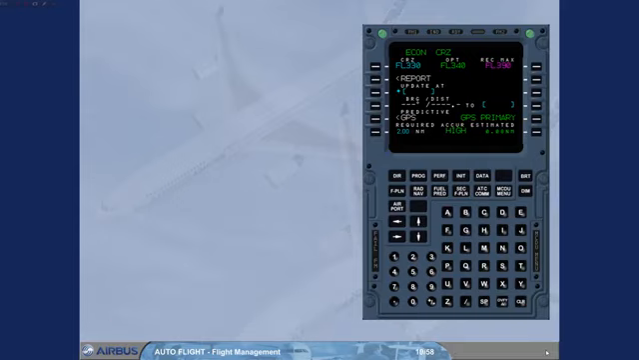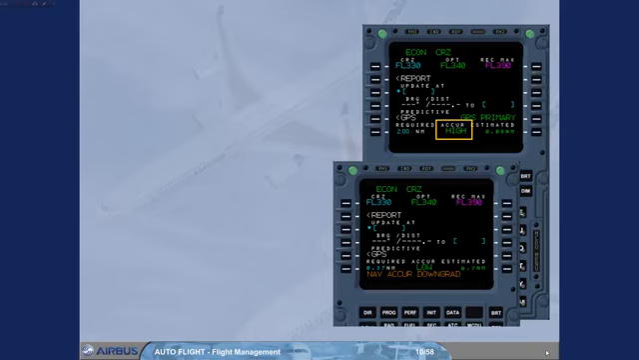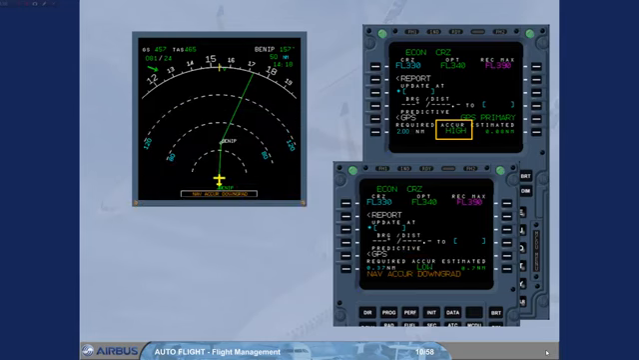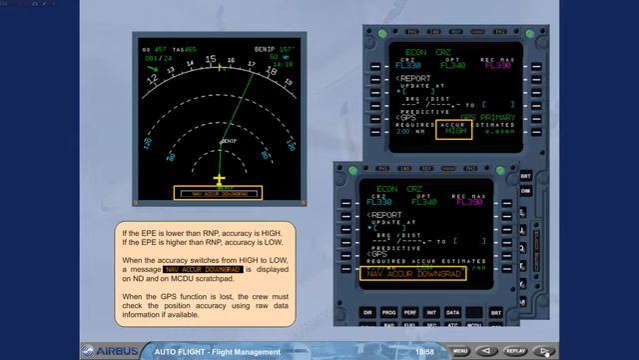If the EPE is lower than RNP, accuracy is high. If the EPE is higher than RNP, accuracy is low. When the accuracy switches from high to low, a message, NAV ACCUR DOWNGRADE, is displayed on ND and on MCDU scratchpad. When the GPS function is lost, the crew must check the position accuracy using raw data information if available.